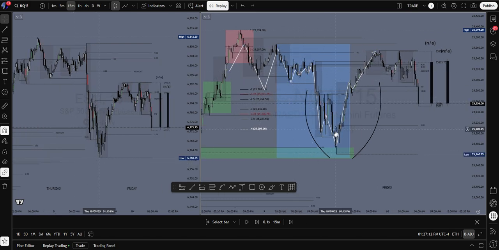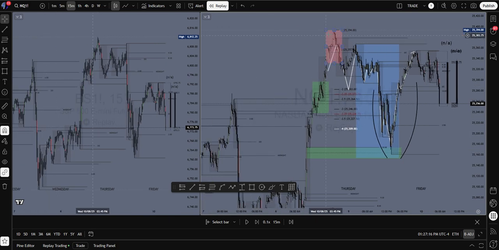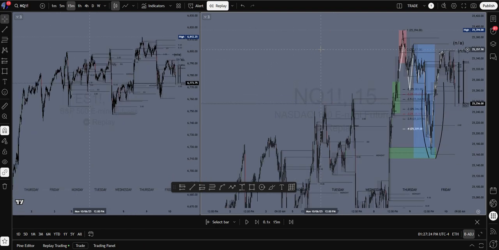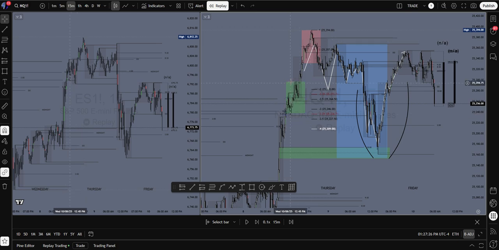Usually manipulation is towards a PD array or liquidity level. This happened to not have one because we didn't have a past history of the market. We don't have data on the left side. But this is an AMD model right here. If this is hard to see, using standard deviation.